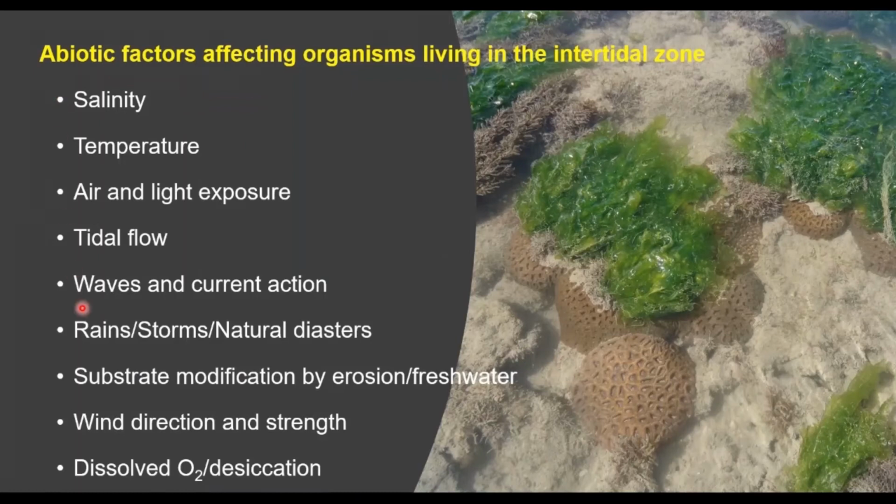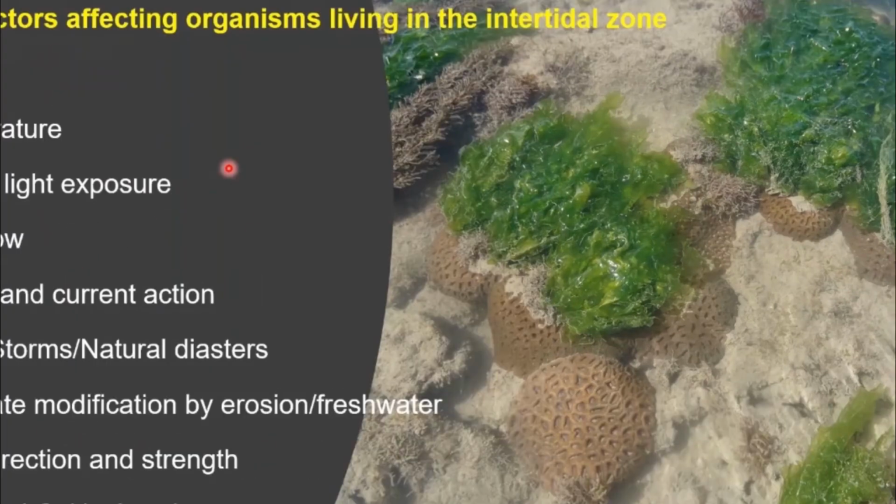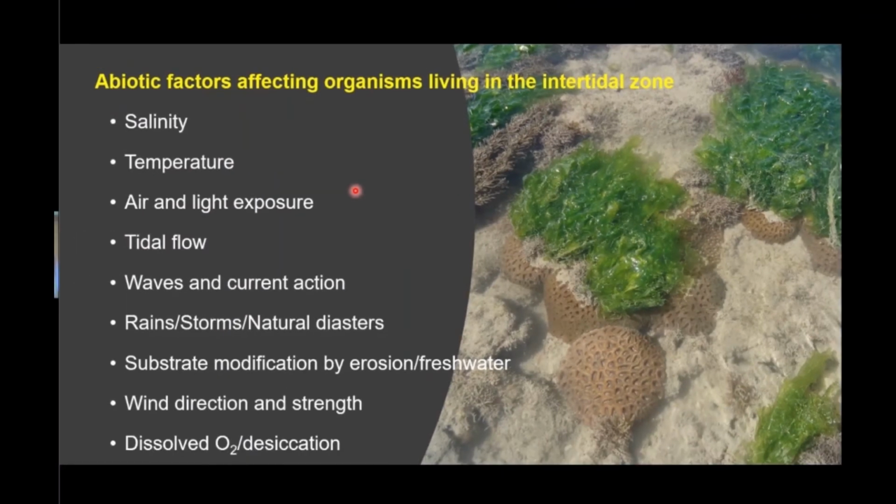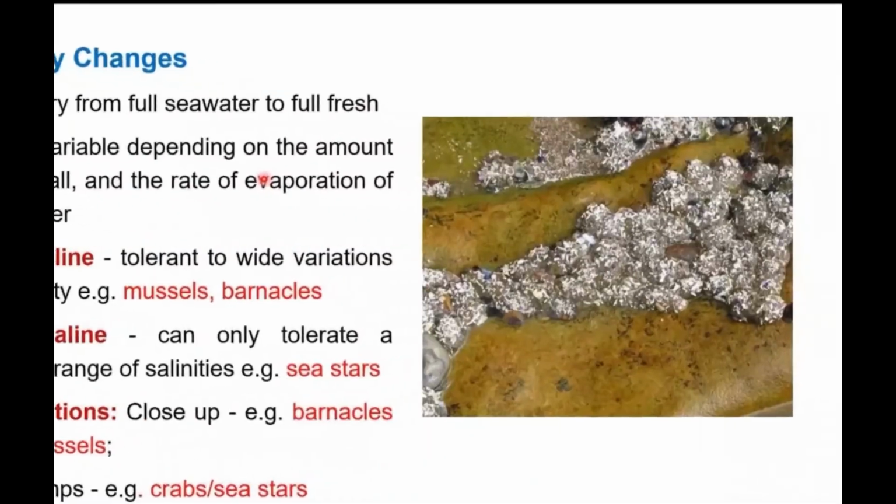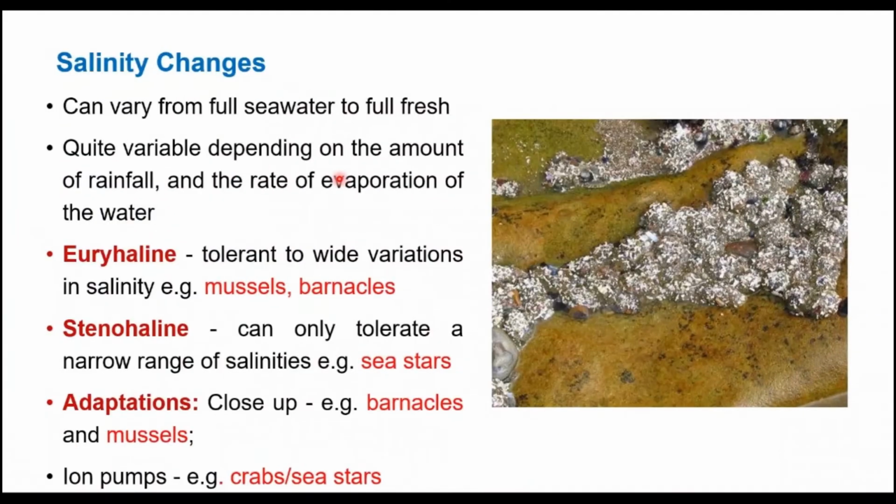There are certain abiotic factors which mainly influence the organisms that are thriving in the intertidal zone. We are not going to look into all, but certain points which are very specific. First is the salinity. It's the salt content of the water column, right?